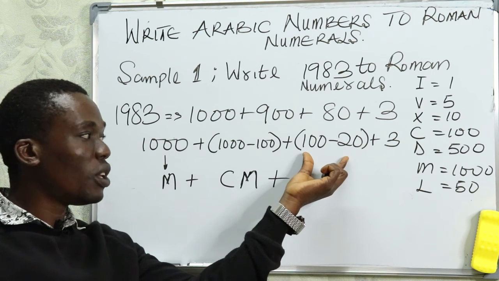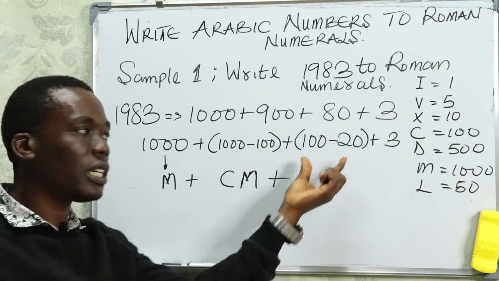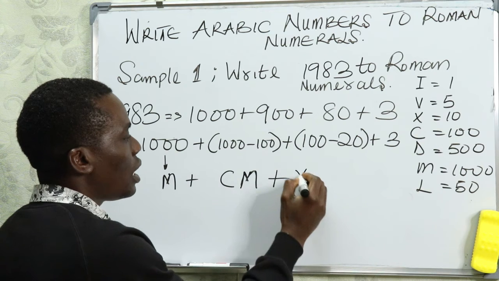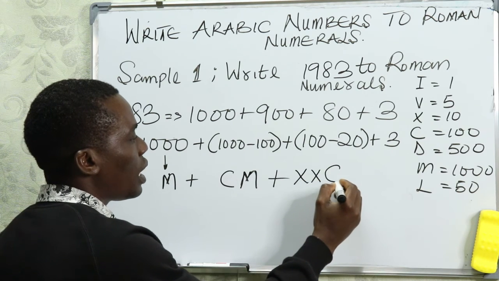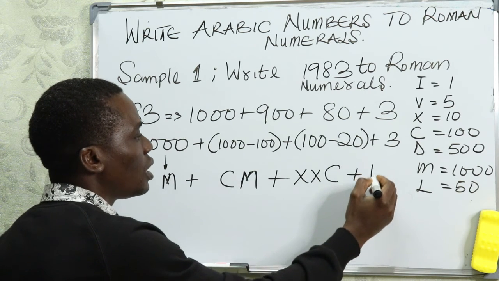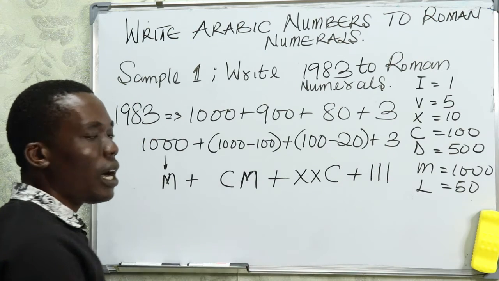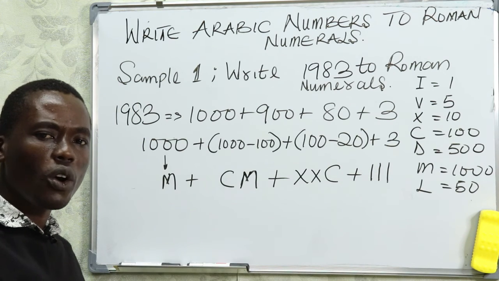Now the next one we are going to look at is 100 minus 20. A smaller number must come behind the larger one, and that is 10 behind 100, which is X, C. Plus I and I. So do you see how we are coming to our result?